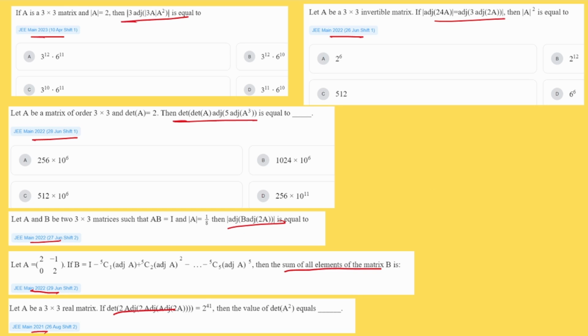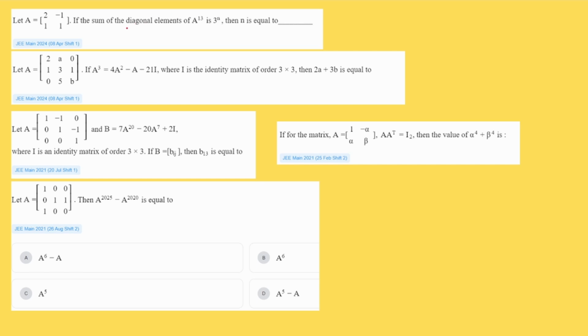Like if you see here, this was asked on the 28th of June over here. This was asked in the shift of 27th of June 2022, right? So in the June session, they have literally asked the same kind of question in two of the shifts, the same concept-related question, right? And here they have asked us to find the sum of the diagonal elements, right? This was asked in 2024, I mean 2024 April shift.